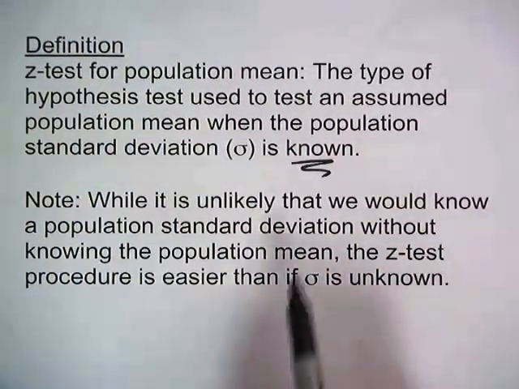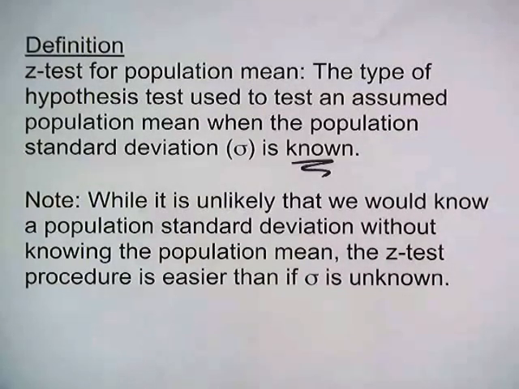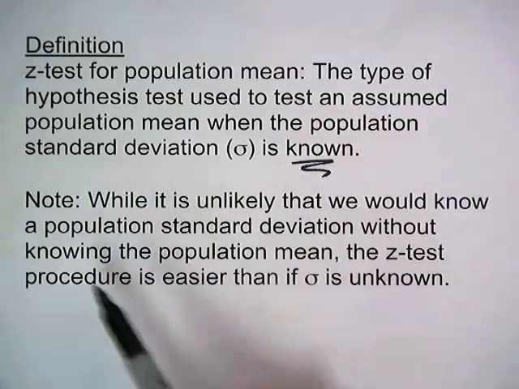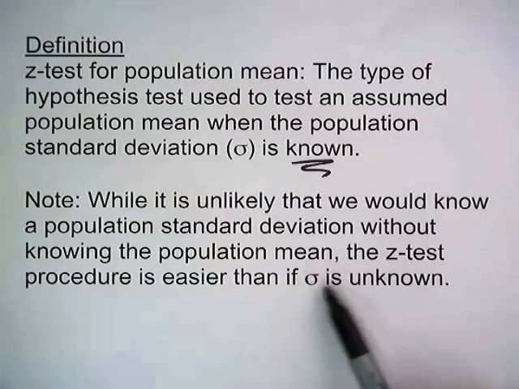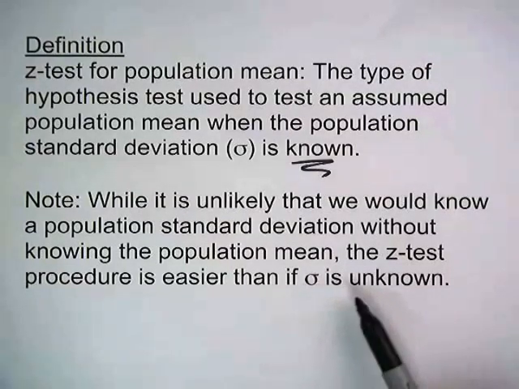While it's unlikely that we would know a population standard deviation without knowing the population mean, the z-test procedure is easier than if sigma is unknown. So this is a simplified procedure because generally sigma is not going to be known. But in the case that it is, we will perform a z-test here.